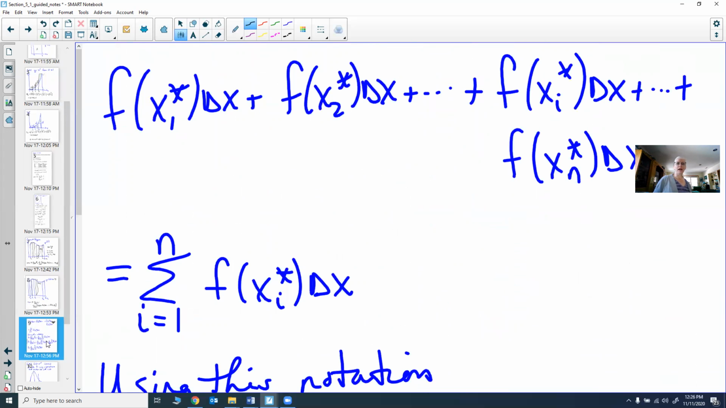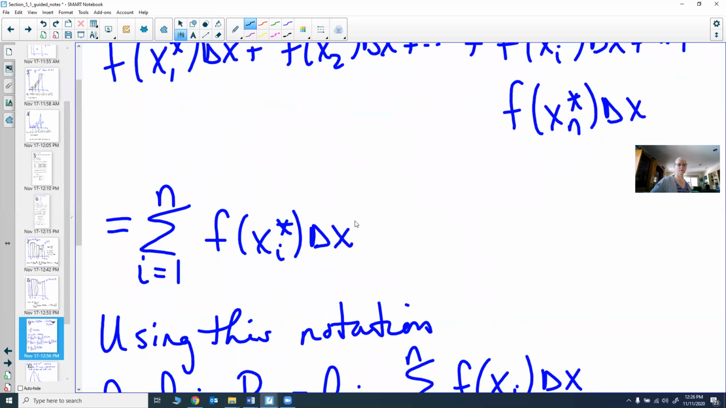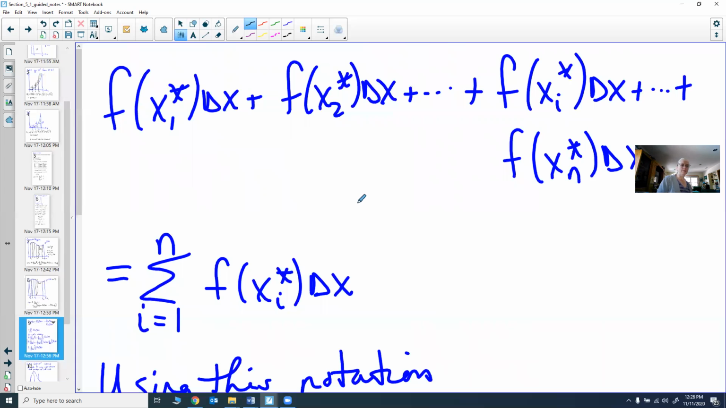Okay, we don't have to use just the left-hand points and right-hand points. You can use any points you want in that interval. It doesn't matter which ones you use. So it's really always going to be f of x1 star delta x plus f of x2 star delta x all the way through to f of x n star delta x, where x i star is just some point in the interval. So we can think of x i star as some point in the i minus 1 to i interval.